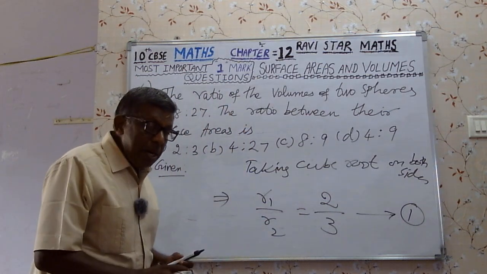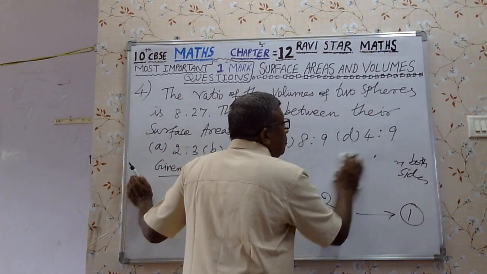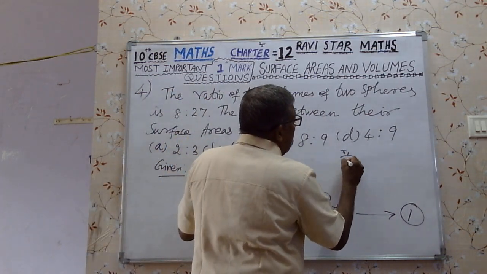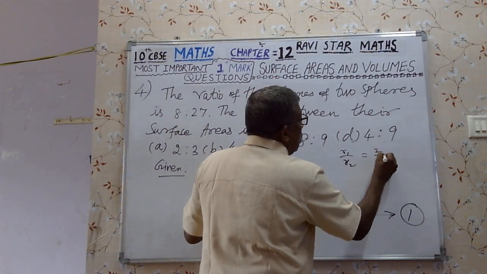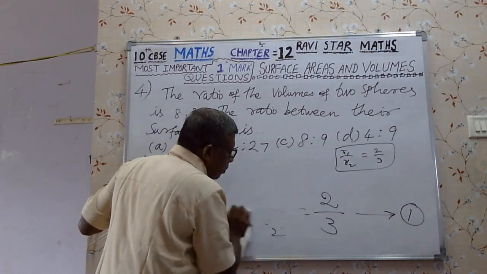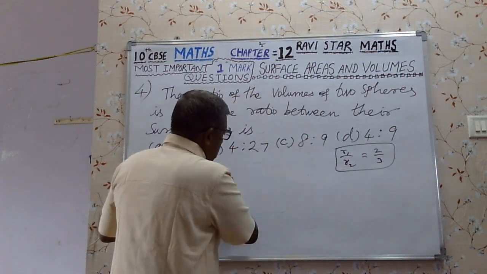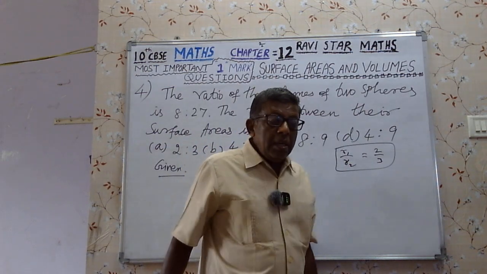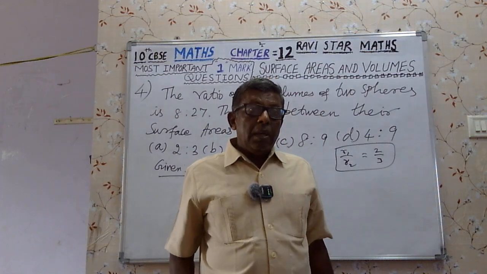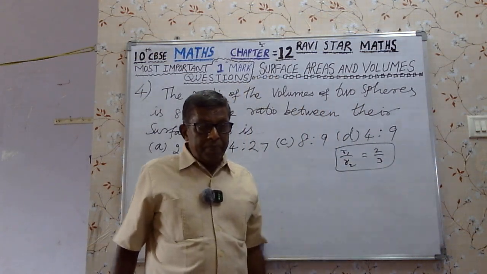What is equation number 1? r1 by r2 equal to 2/3. I am going to write it on the side, because it is necessary for our problem. Now I am erasing this step. We have got the ratio of the radii. Radius is singular, radii is plural. The ratio of the radii of the two spheres is 2:3.